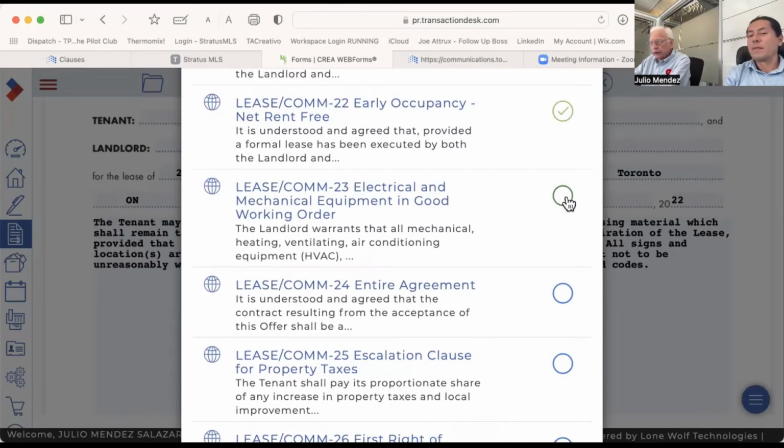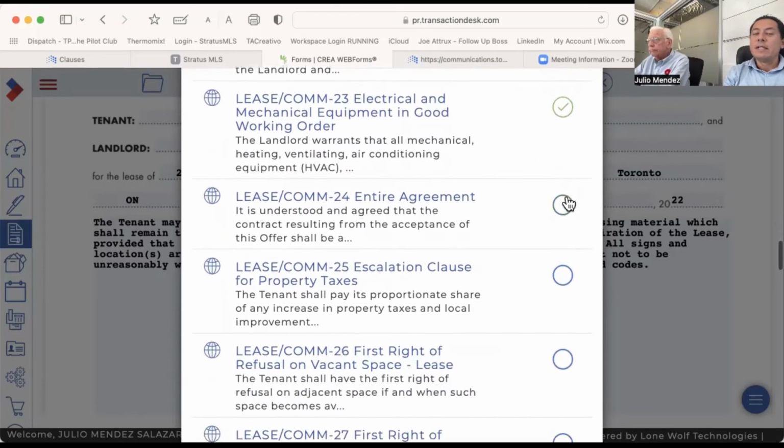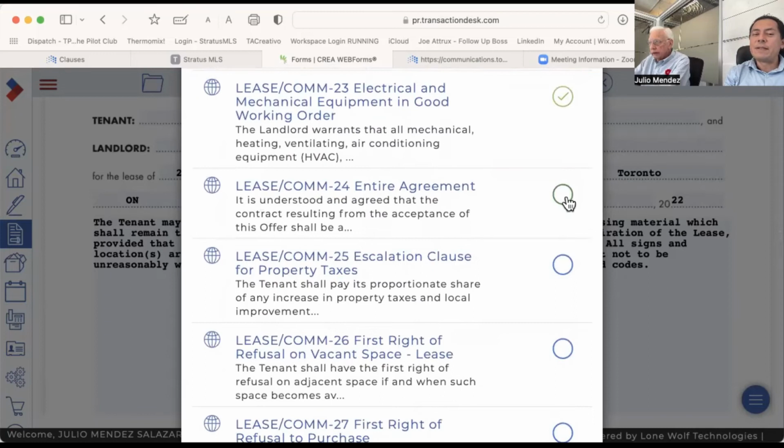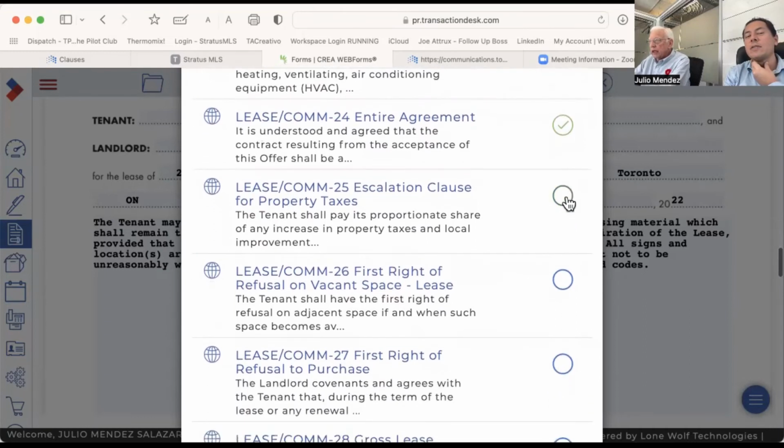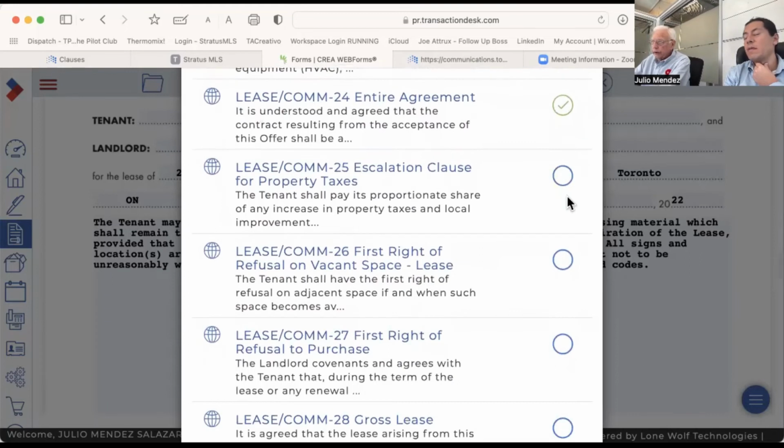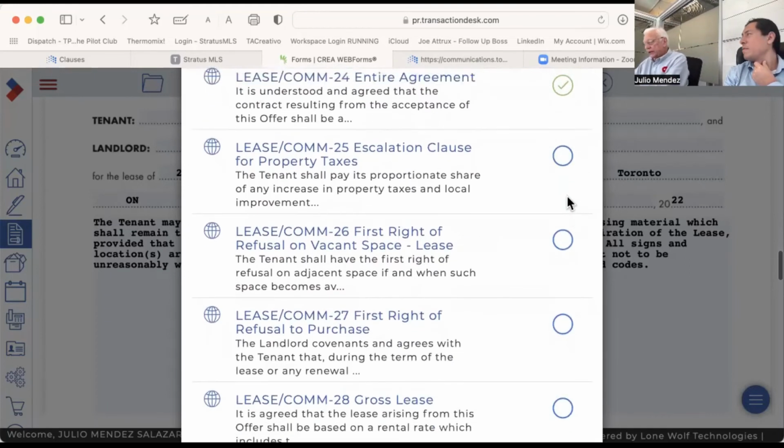Electrical and mechanical equipment in good working order. Good clause to put in for the tenant. Entire agreement. Yes. It is understood and agreed that the contract resulting from the acceptance of this offer shall be a blah blah blah. So we'll have to look into that. Escalation clause. No, not in this case because it's only 2 years. If it was a 5 or 10-year lease, the landlord may say after 5 years we're going to increase your rent by $2 per square foot per annum.